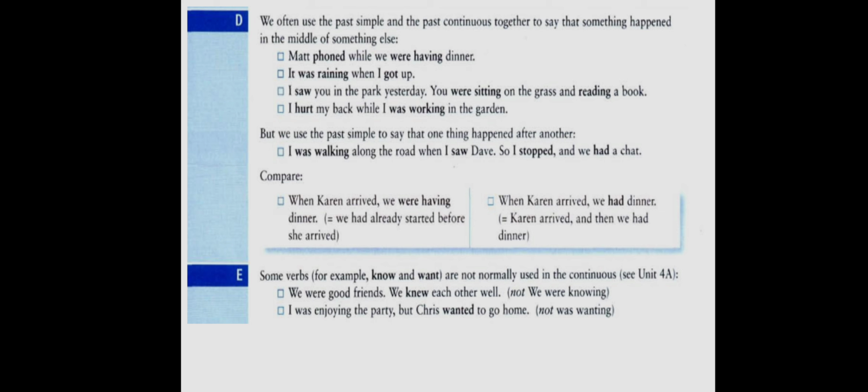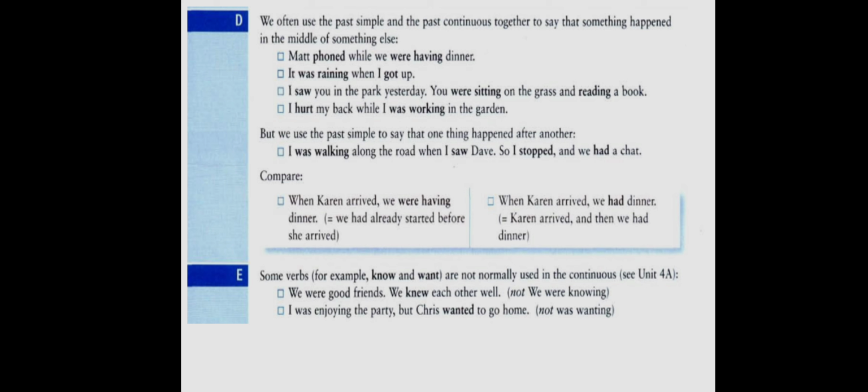So here, we were good friends. This is past simple. We knew each other well. Another past simple, simultaneous actions. And if we want to write it in the continuous, we cannot say we were knowing each other. We were knowing each other. Incorrect. It is not correct.